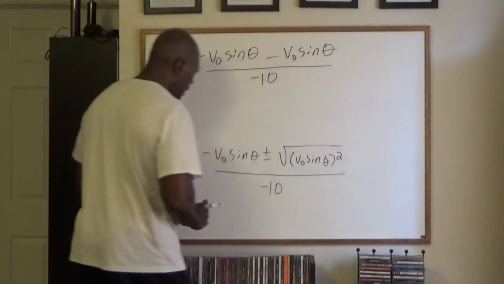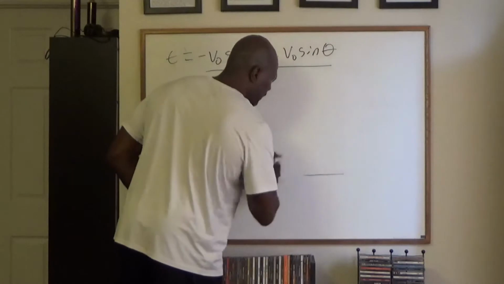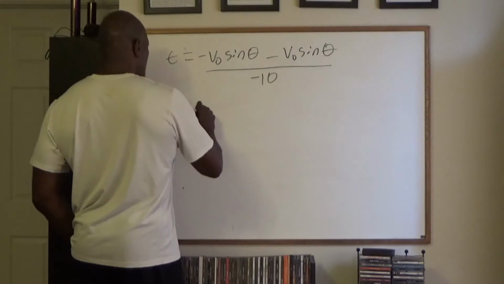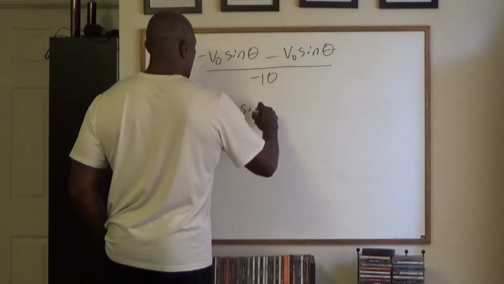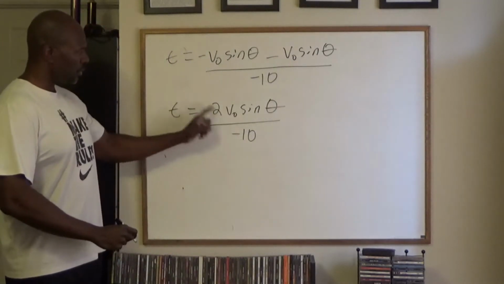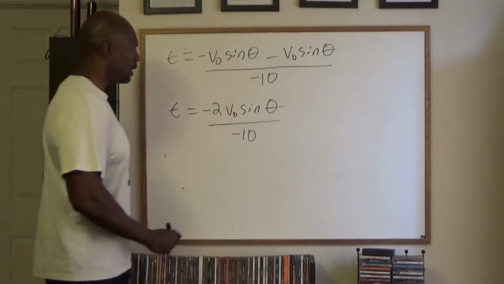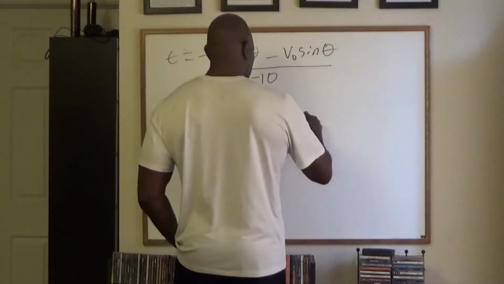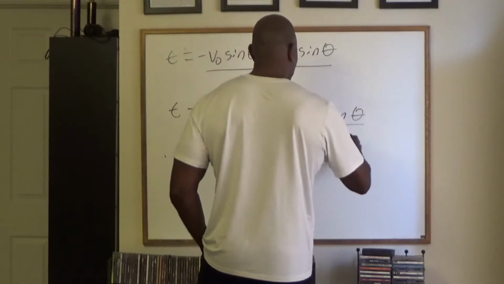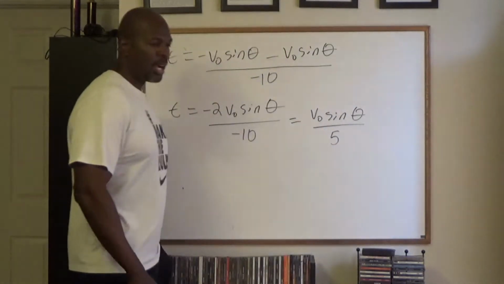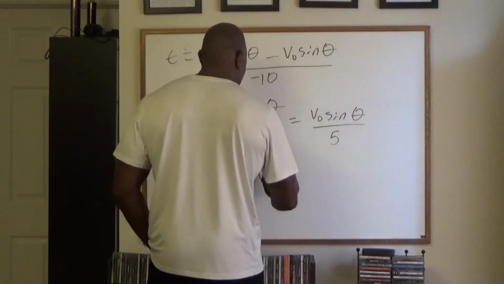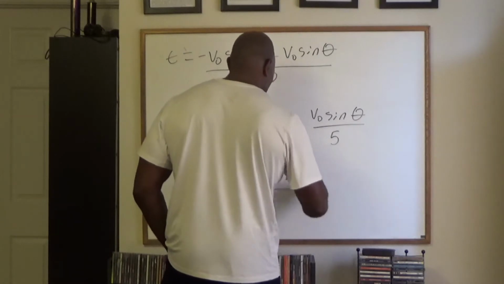And so negative V naught sine theta minus V naught sine theta is negative 2 V naught sine theta. So t would be negative 2 V naught sine theta over negative 10. And if you were to reduce negative 2 over negative 10, you'll get 1 over 5. So this is V naught sine theta over 5. So the value of t when a projectile hits the ground at the end is calculated by V naught sine theta over 5.